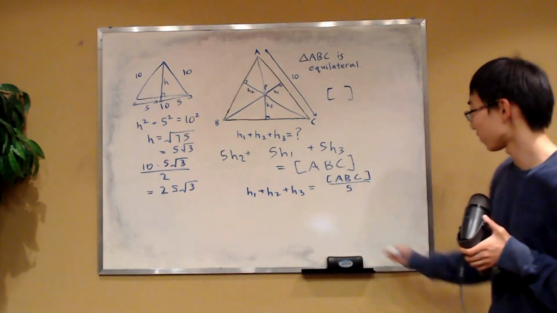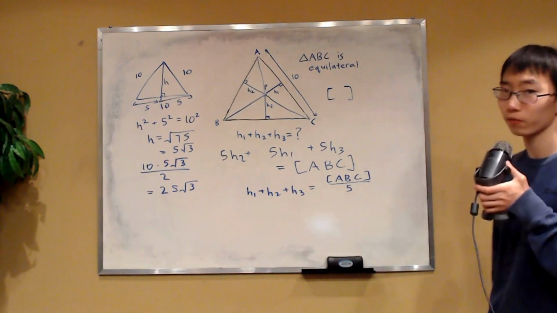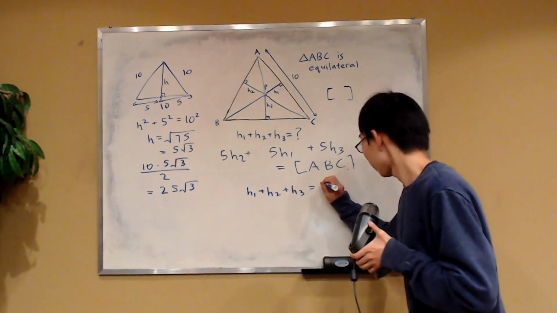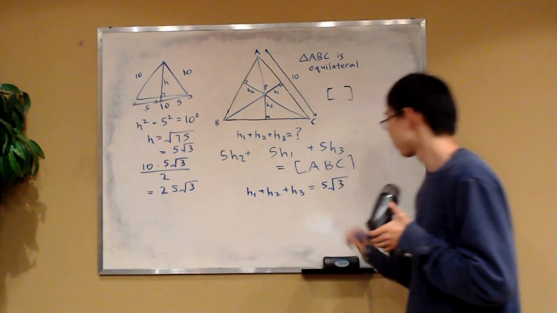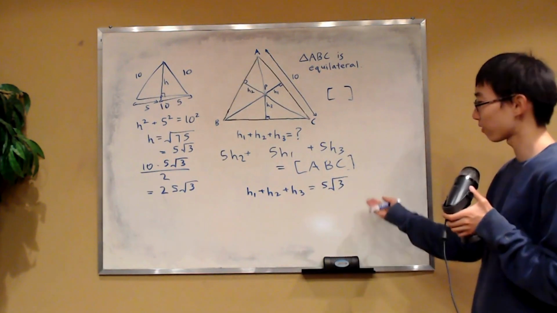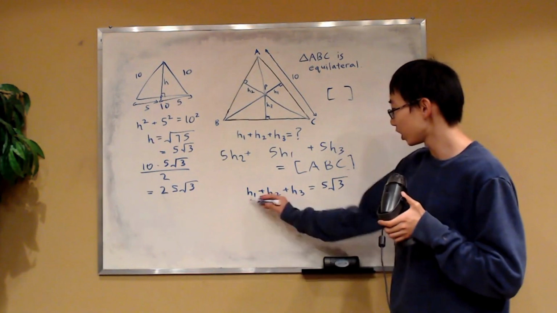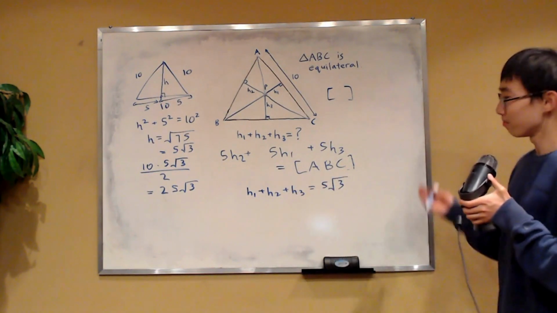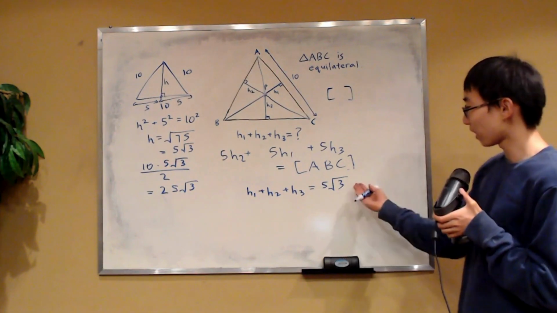So this value over here, well, that's 25 root 3 divided by 5. That would be 5 root 3. And notice that we've solved our problem. We have the value of h1 plus h2 plus h3. So it's fixed. It's always 5 root 3.